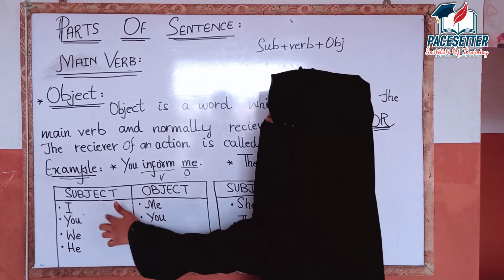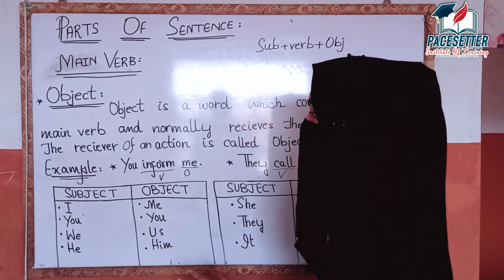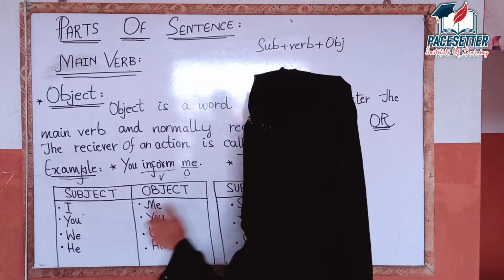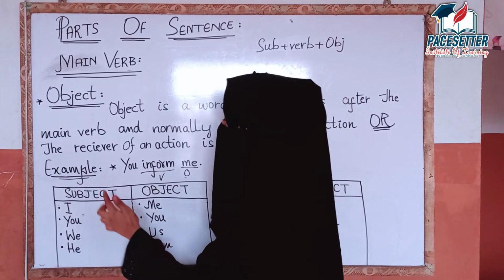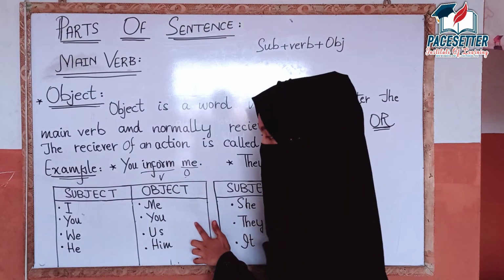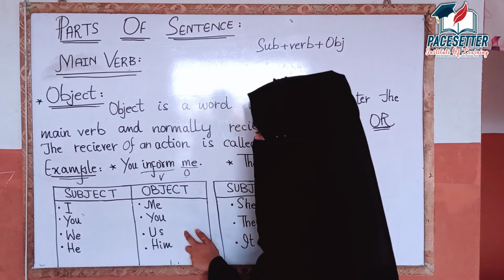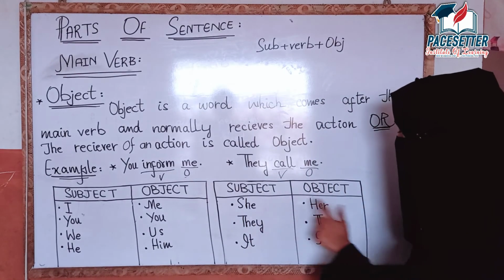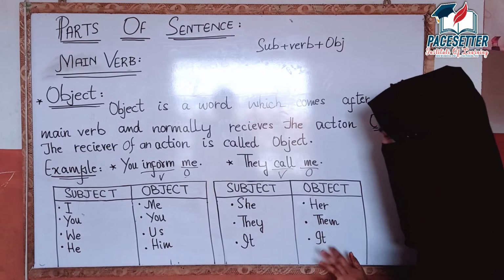There are few subjective and objective cases. The subjective case is I, the objective case of I is me, the subjective case is you, the objective case of you is also you. Then we, us, he, him, she, her, they, them, it, it.